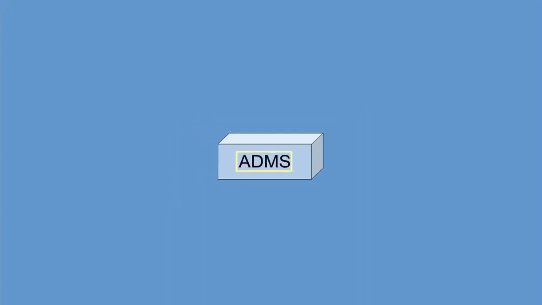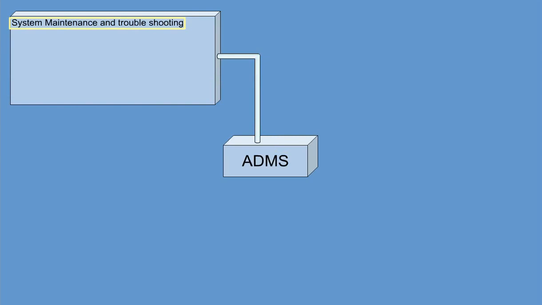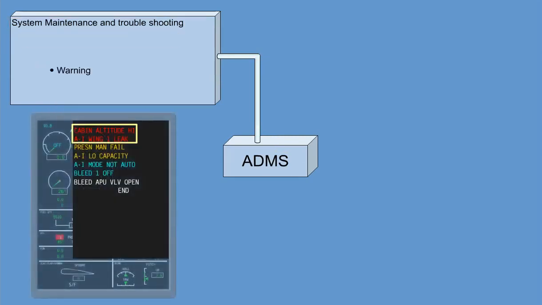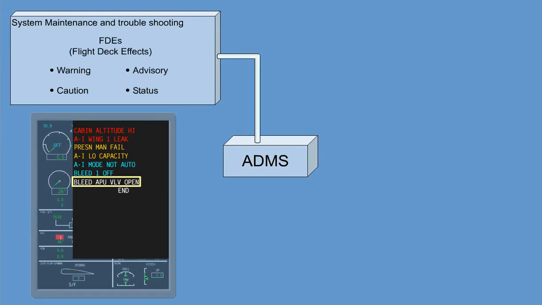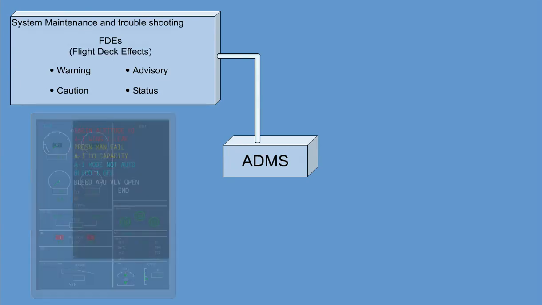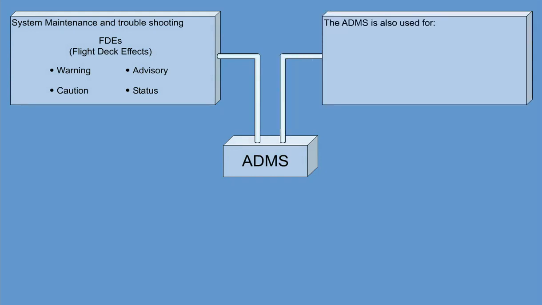The ADMS can be used for system maintenance and troubleshooting whenever warning, caution, advisory, or status messages, called FDEs for flight deck effect, or other member system faults are detected and require maintenance action to solve the problem. The ADMS is used to call up maintenance messages at specific intervals established by the operator. It is also used to perform system tests, extended maintenance, and data uploads.